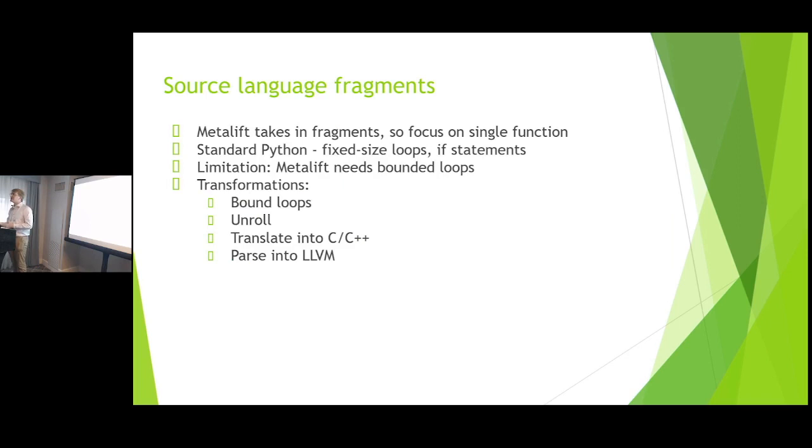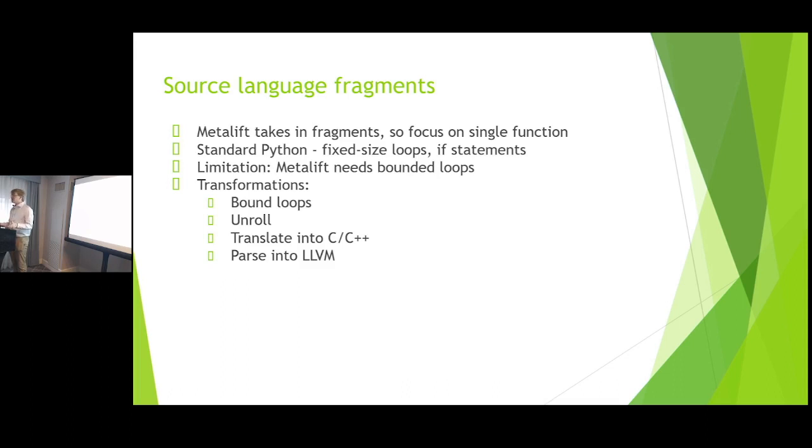So going a bit more in depth into these three components, first off, we have the source language fragments. So Metalift is specifically meant for compiling into a DSL. So the idea here is that you want to target specific fragments of your larger program that are computationally intense that you want to optimize for. And so in this instance, we want to have a single Python function. Again, for the ease of synthesis, we want to have it small, so that's why we have a fragment. And there's also some other restrictions due to the limitations of Metalift and synthesis in general.